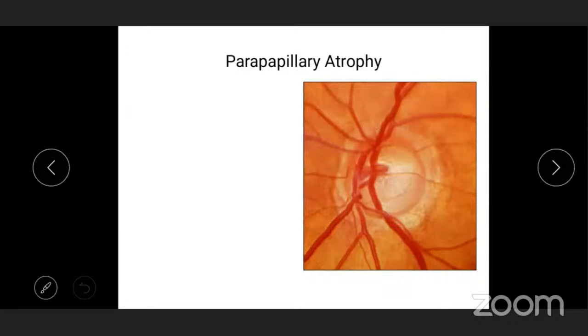I know a lot of our residents are not doing this. It's very easy to look at RNFL defects and RNFL loss. You don't need fundus photographs. Yes, with the slit lamp also it is possible.